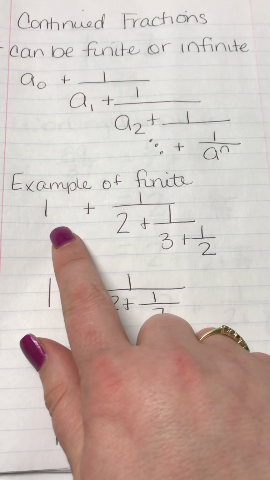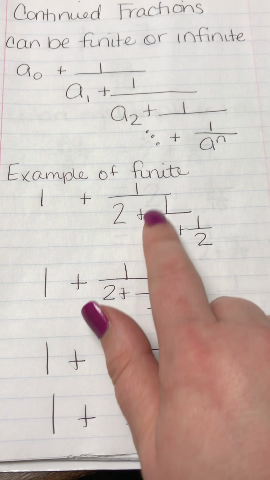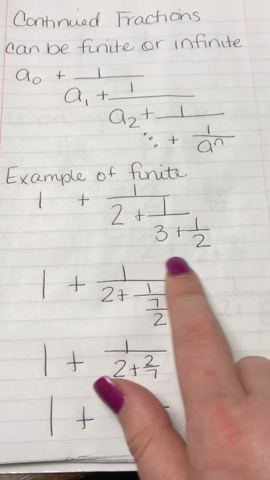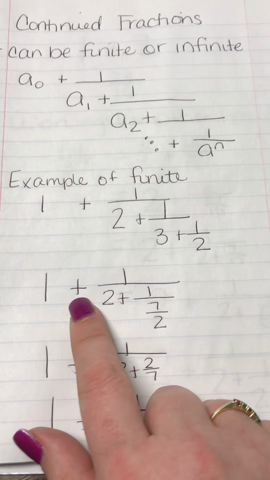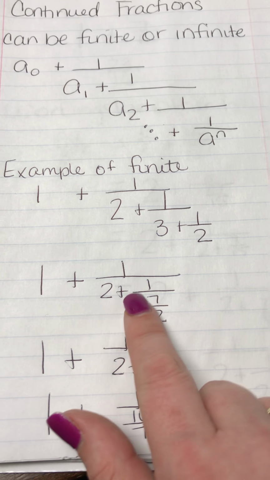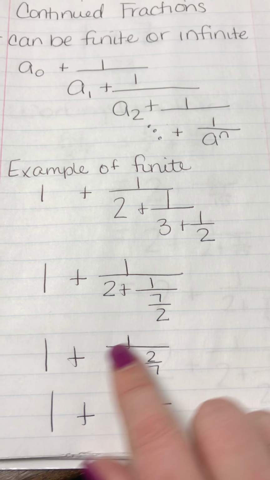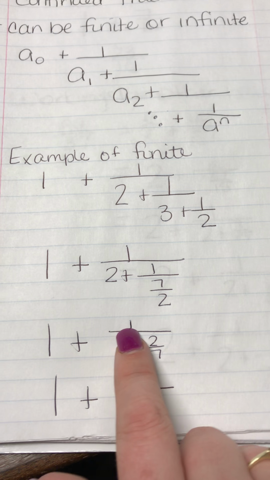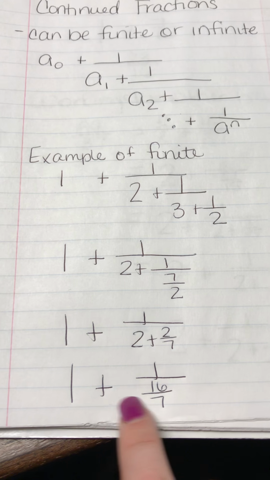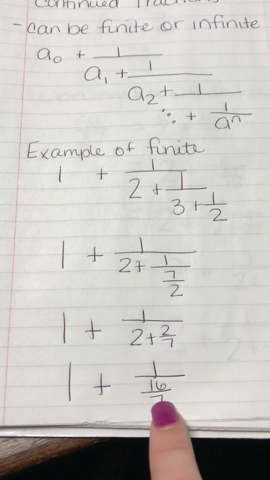So you start with 1, then you add 1 divided by 2 plus 1 divided by 3 plus 1/2, or excuse me, 1 divided by 2. Then you can change this around to 1 plus 1 over 2 plus 1 divided by 7 over 2, and when you divide by a fraction, you flip it. So it becomes 1 plus 1 over 2 plus 2 sevenths, which gives you 16 sevenths, and you have 1 plus 1 divided by 16 sevenths.